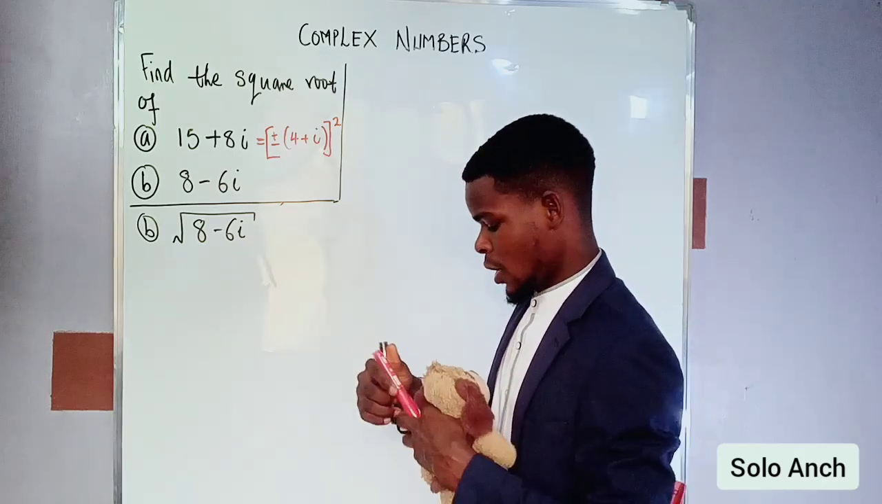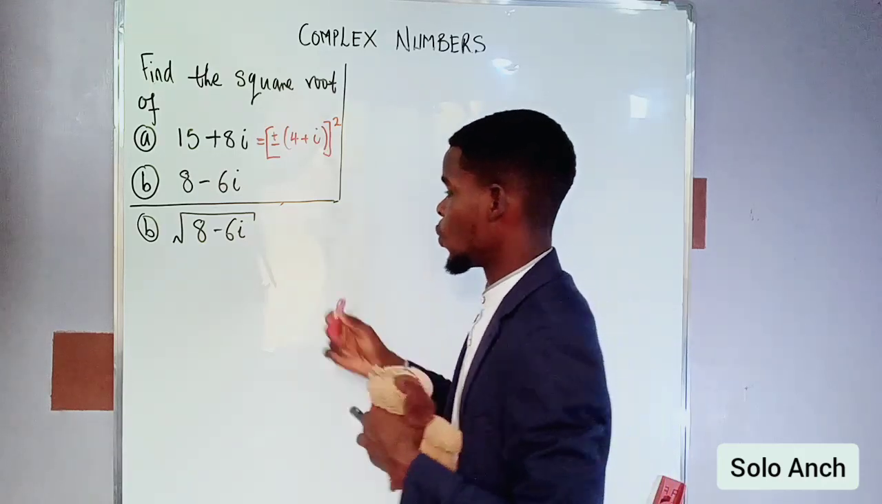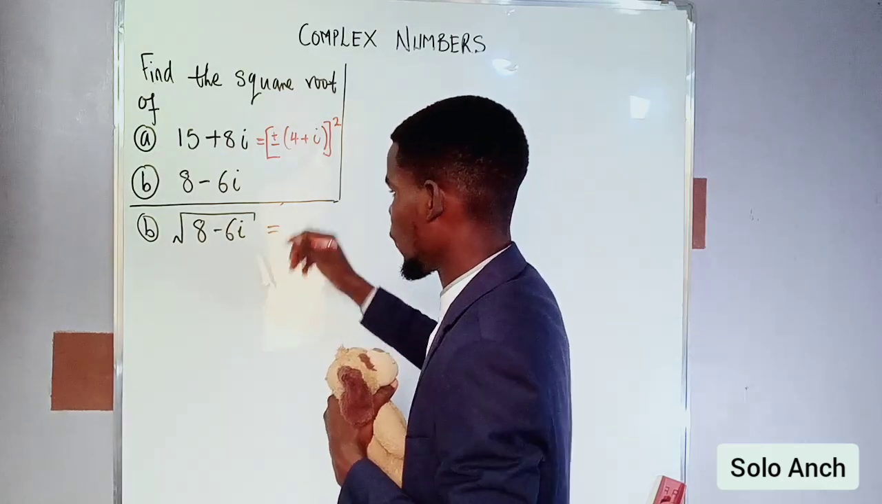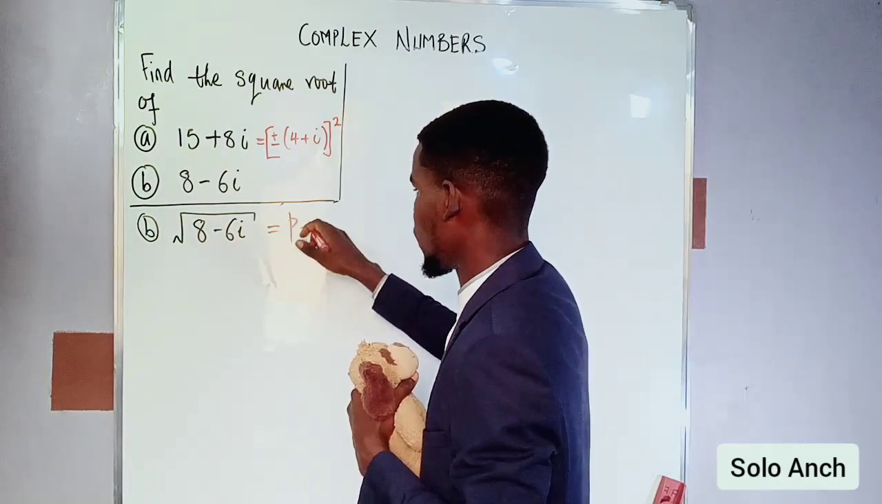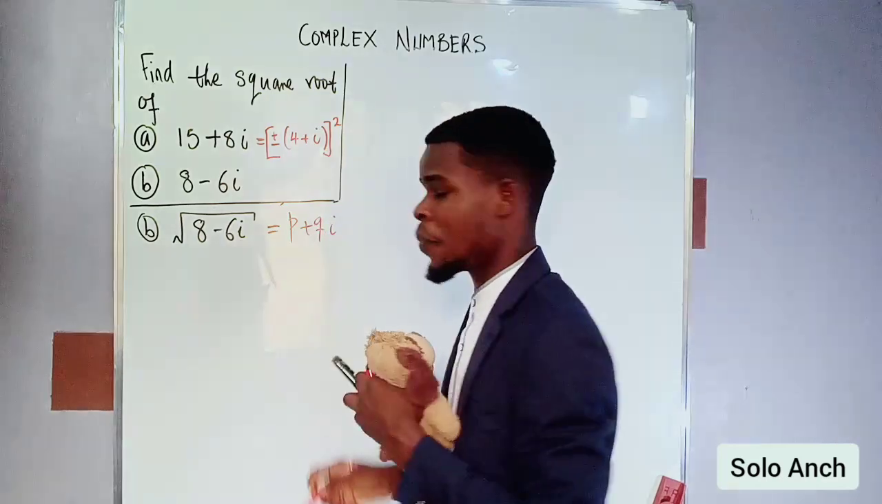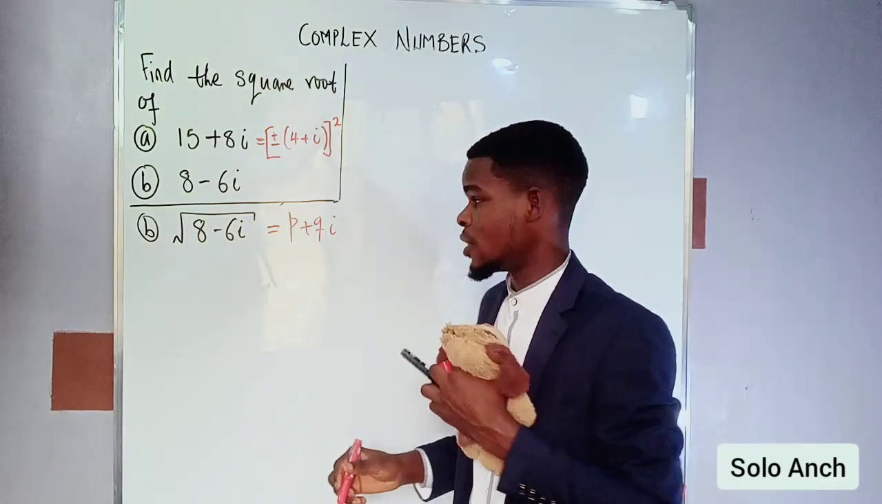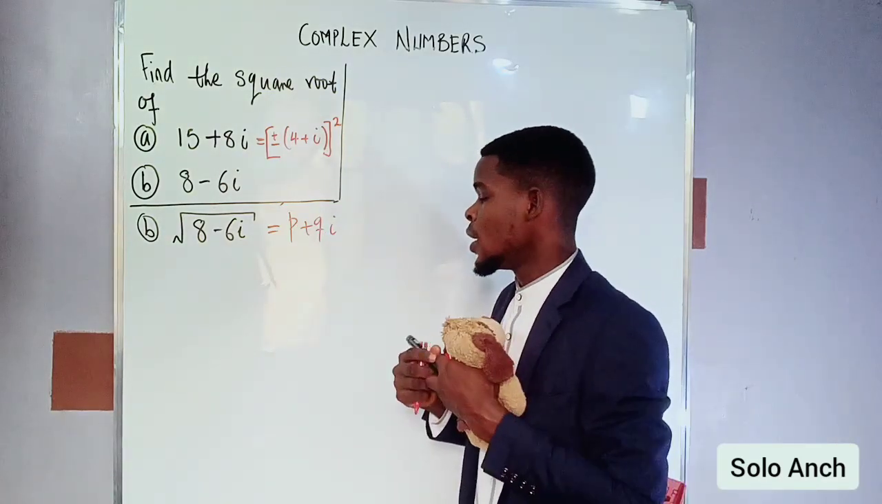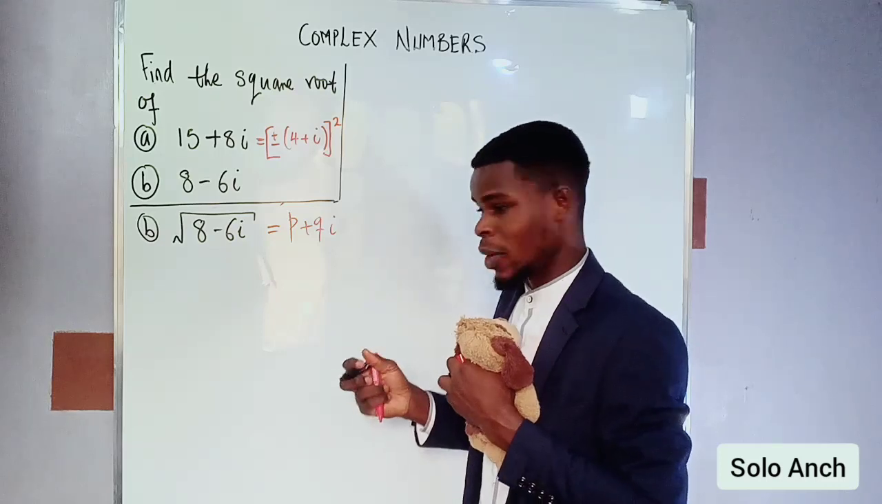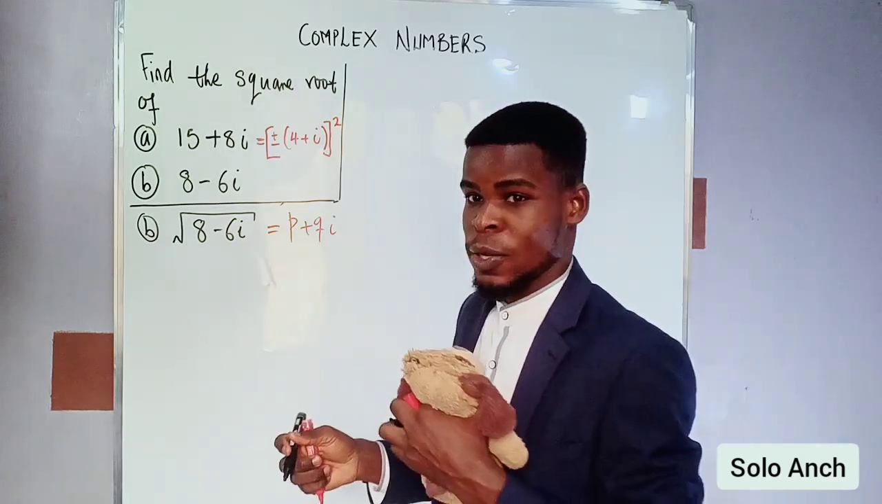Well, as before, we are going to equate this to a complex number. I said that the square root of a complex number will give us a complex number. So we say p plus qi, where p and q are real numbers, and of course, i is the square root of negative 1. So let's see what we do. Well, as always, we're going to take the square of both sides.